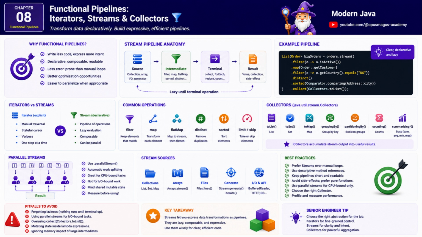Chapter 8, Functional Pipelines, Iterators, Streams, and Collectors. Chapter 8, Functional Pipelines, Iterators, Streams, and Collectors, is about processing data in Java with clarity and intent.